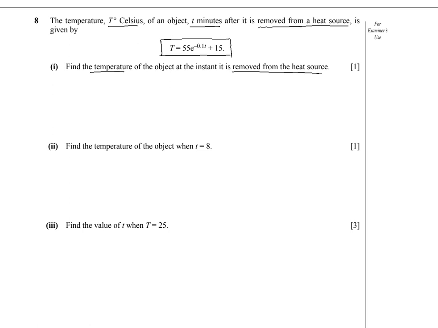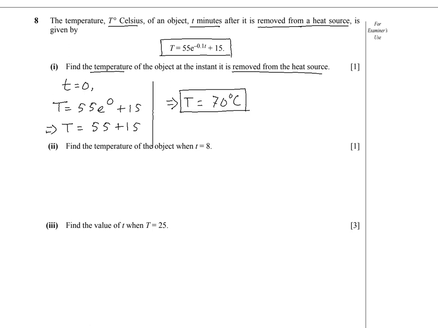When the object is removed from the heat source, at that very instant, t equals 0. That means no time has passed. So let's write t equals 0. Therefore, the temperature T equals 55 times e to the power 0 plus 15. But anything to the power 0 is 1. So we can write T equals 55 plus 15. 55 plus 15 gives us 70. So the temperature would be T equals 70 degrees Celsius. So our first part of the question is done.